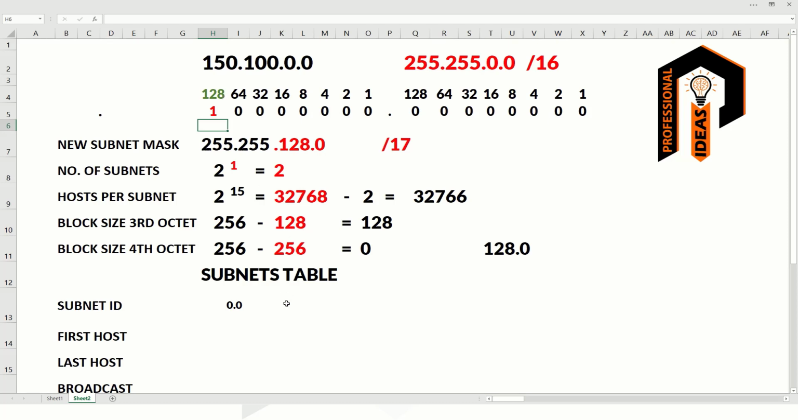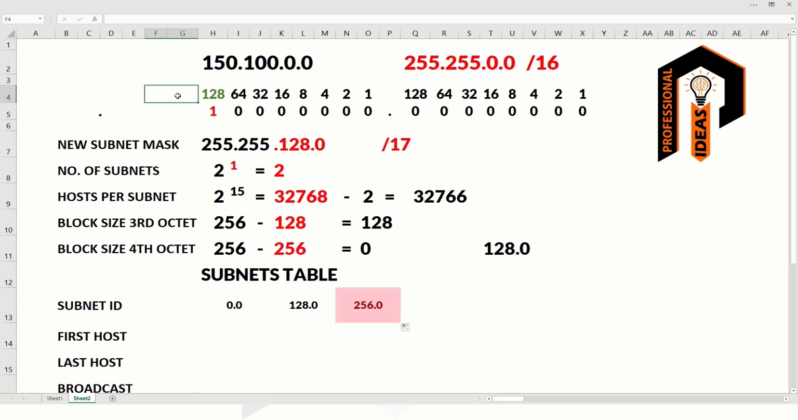Based on the values we got, let's generate our table of subnetting in Excel. The first subnetwork ID will be 0.0. Then we will keep adding the block size of 128.0 in the previous subnet ID until we get 256.0. As a result, we will get 0.0 and 128.0 as the subnetwork IDs.